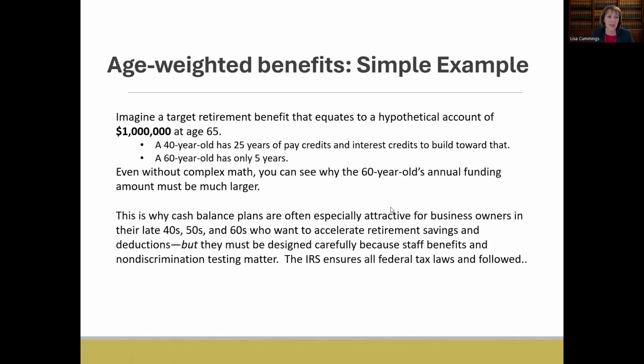Age-weighted benefits. Here's a simple example for you. Imagine a target retirement plan benefit that equates to a hypothetical account of $1 million at age 65. If the participant in question is a 40-year-old, that individual has 25 years of pay credits and interest credits to build toward that amount. However, if the individual is 60 years old, they only have 5 years. So even without complex math, you can see why the 60-year-old's annual funding amount must be much larger.